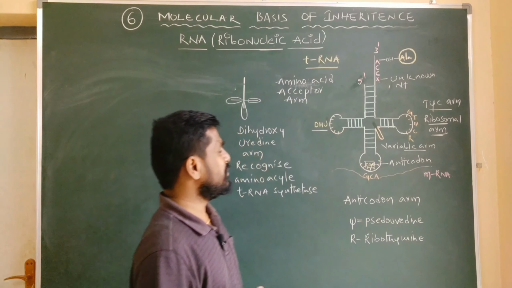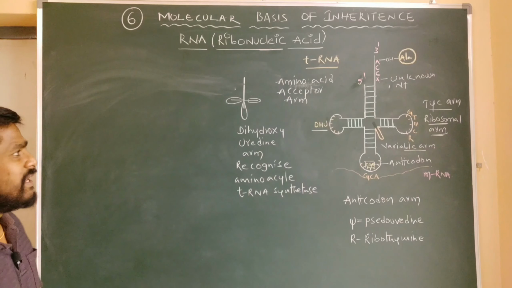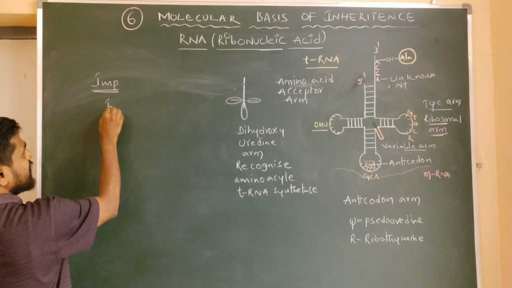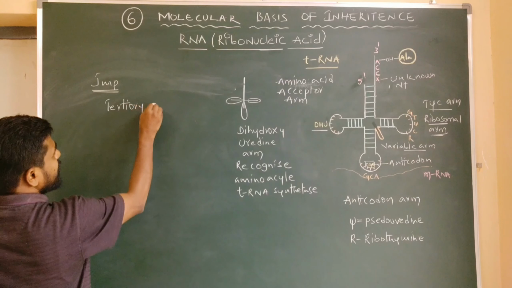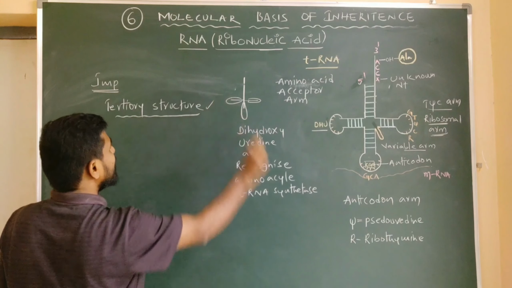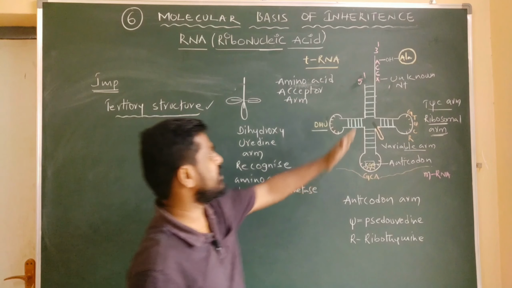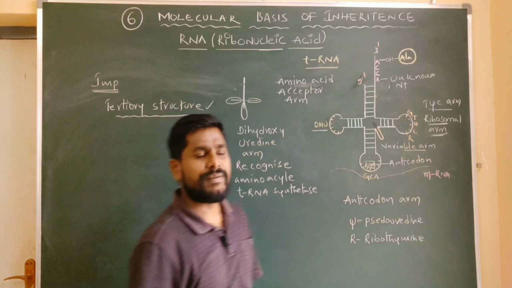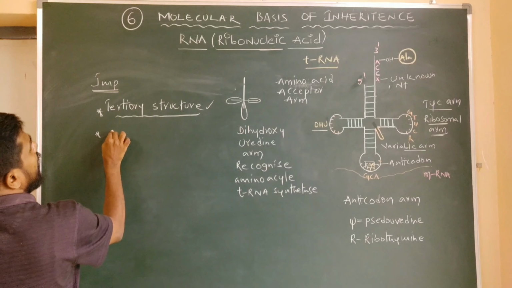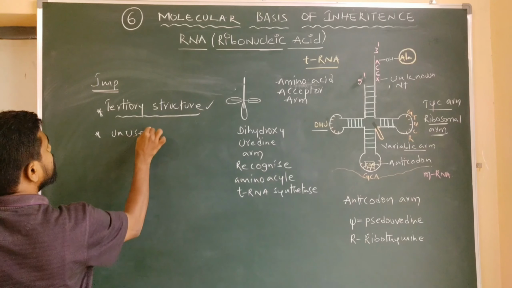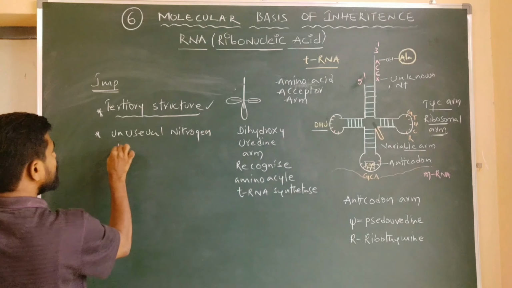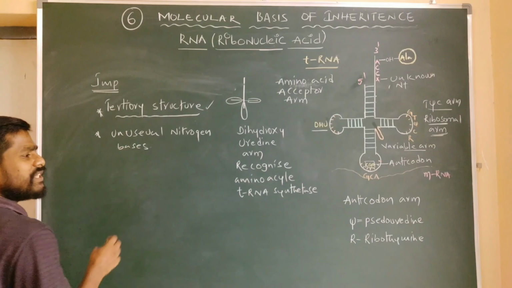Now coming to the importance of the tRNA molecule: among the 3 RNA molecules, tRNA is the only RNA molecule which shows a tertiary structure. This is a tertiary structure, and this is the RNA molecule mostly having unusual nitrogen bases. What are the unusual nitrogen bases?